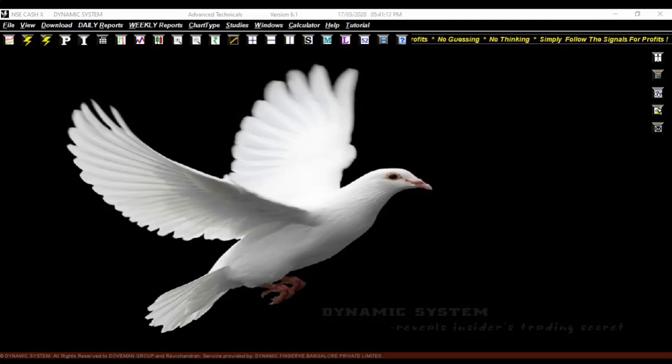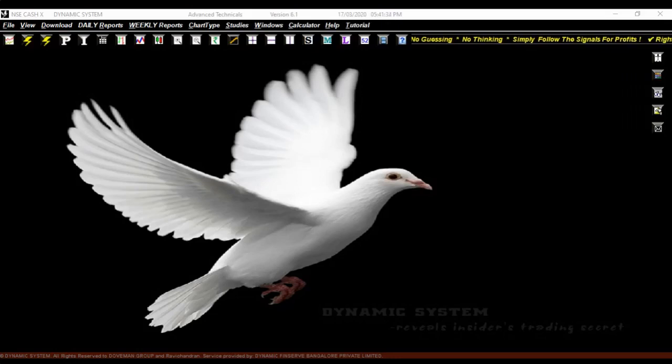Okay. Now in this dynamic system, what am I supposed to do? First thing, there are two things that you are supposed to do. First, you are supposed to open a report. Second, you are supposed to open a chart. Whichever stock or index that you are planning to trade using dynamic live, the same stock or index you are supposed to check in dynamic system.